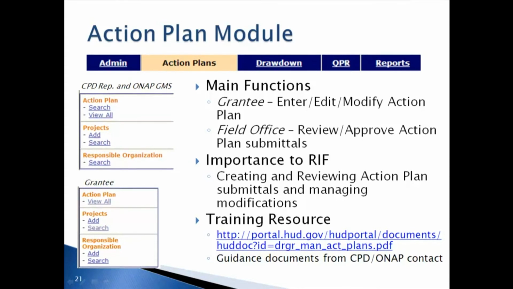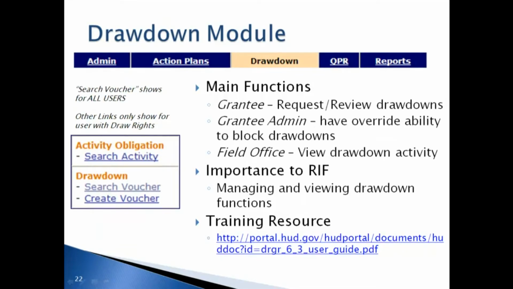The action plan is also key to setting up your template for semi-annual reports. The field office will use this section for the action plan review and approval process. Grantees will use the drawdown module to request and review drawdowns. Grantee admin users will use this module to approve, override, or block drawdowns for an activity. The HUD headquarters and field office staff will utilize this module to review all drawdown activity.